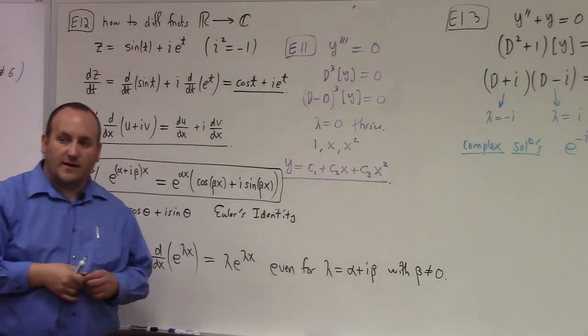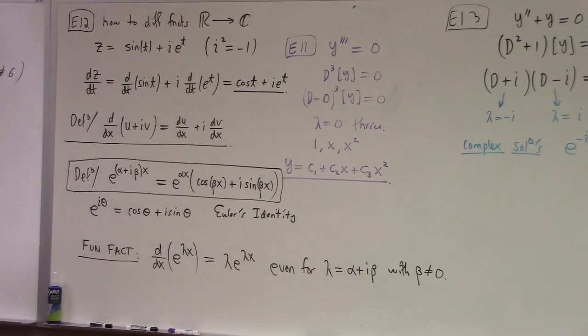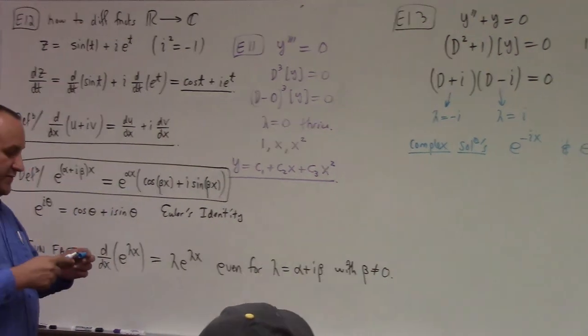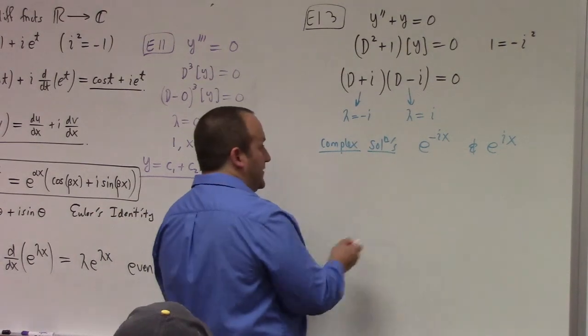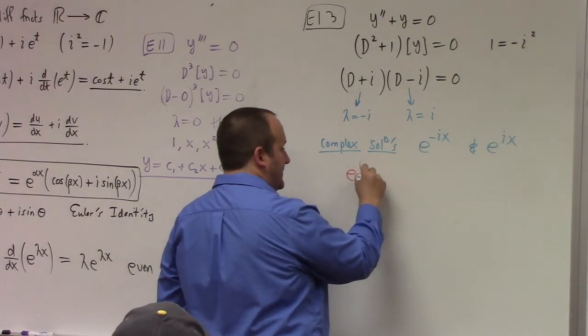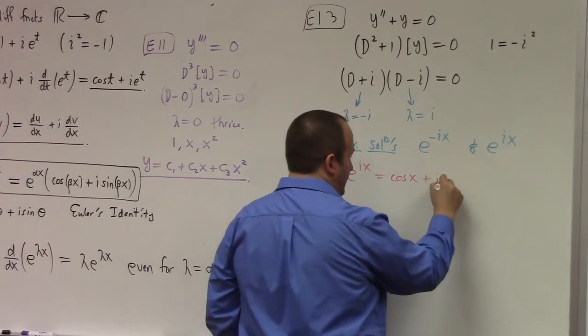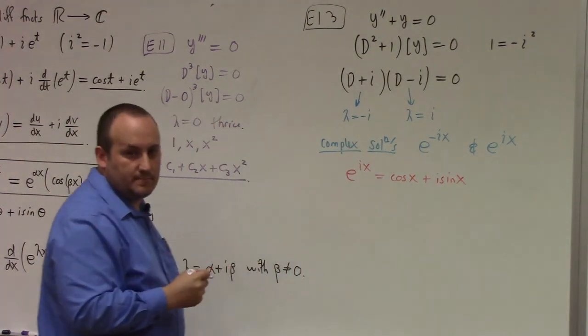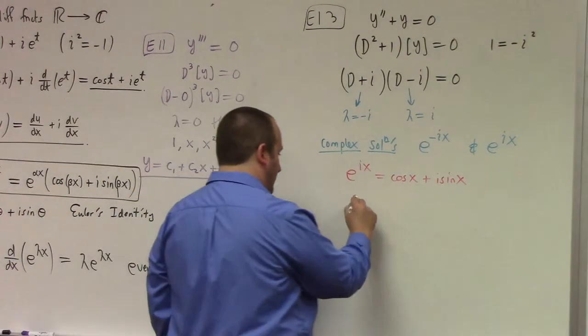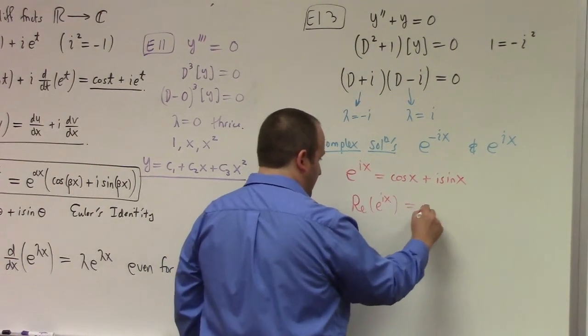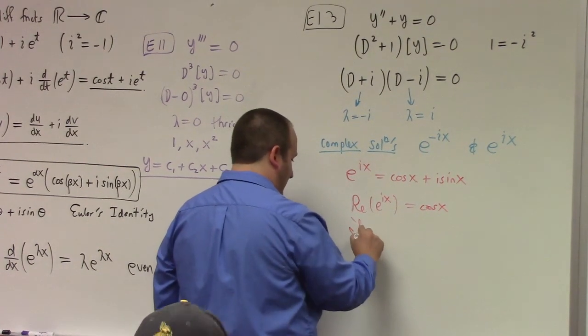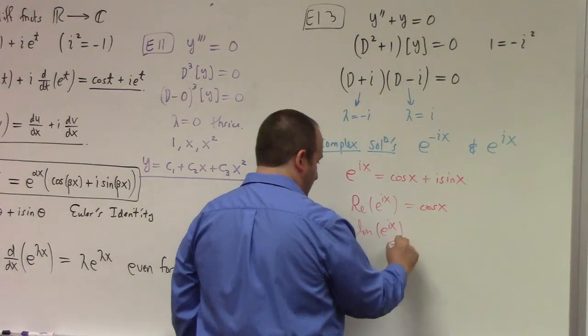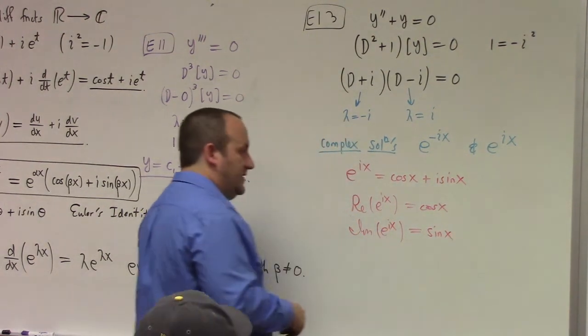And it is true that the general complex solution would be c1 e to the minus ix plus c2 e to the ix. I'm not even going to write that down, though, because that's not what we're after. We're after real solutions to real differential equations here. So we need to figure out how to extract from this the real solutions. The answer is Euler's identity, because e to the ix is cosine x plus i sine x. So the real part of e to the ix is cosine x, and the imaginary part of e to the ix is sine x. These are real functions.